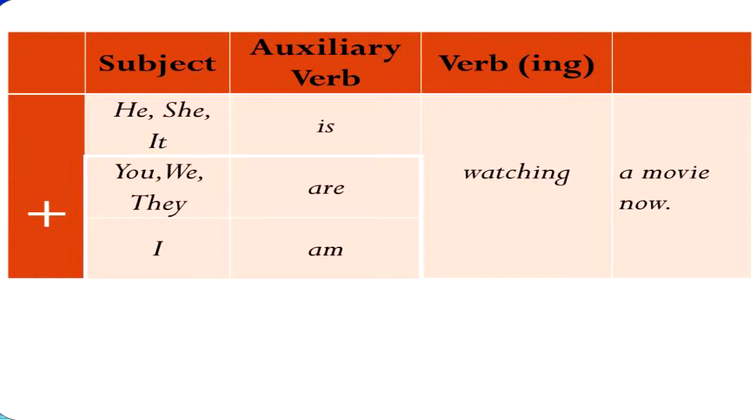So, for affirmative sentences, the sentence starts with the subject, auxiliary verb am, is, are, and the verb in present participle form followed by the rest of the sentence.